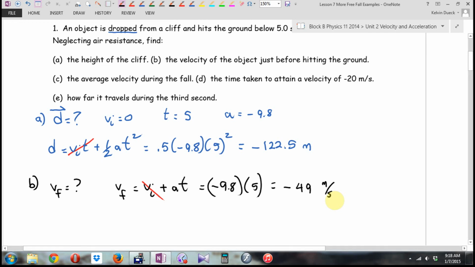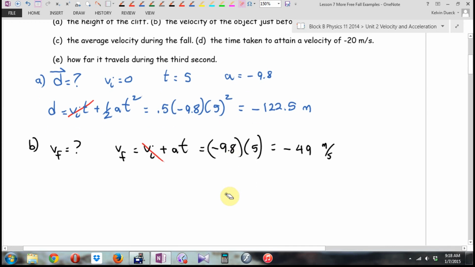By the way, you guys know the trick to timesing by 5 in your head with yucky numbers? You times by 10 and divide by 2. So I went 98 divided by 2, 49. And that gets rid of decimals. Because timesing by 10, every one of you can handle, even. And dividing by 2, you know. Okay. Tricks of the trade.